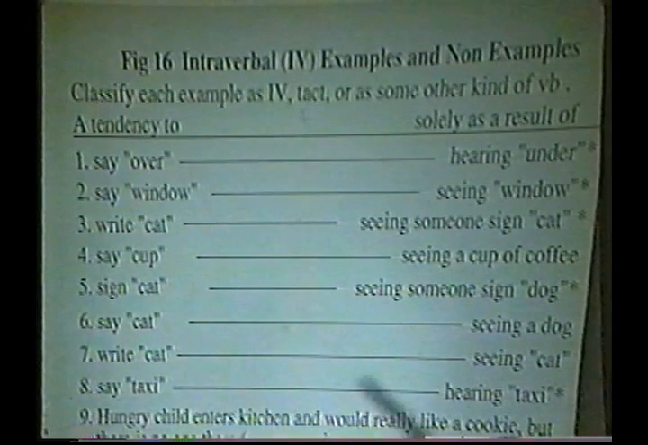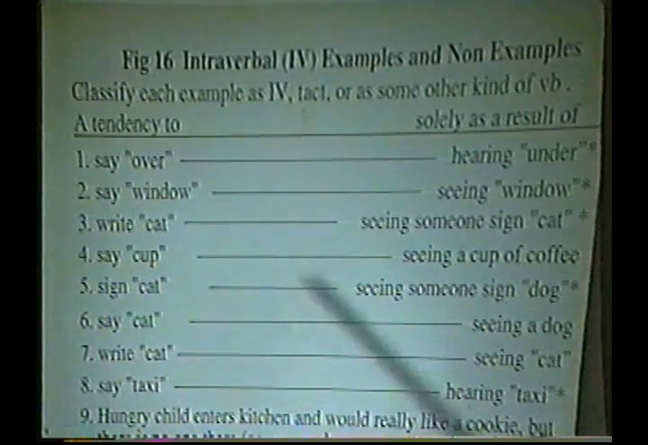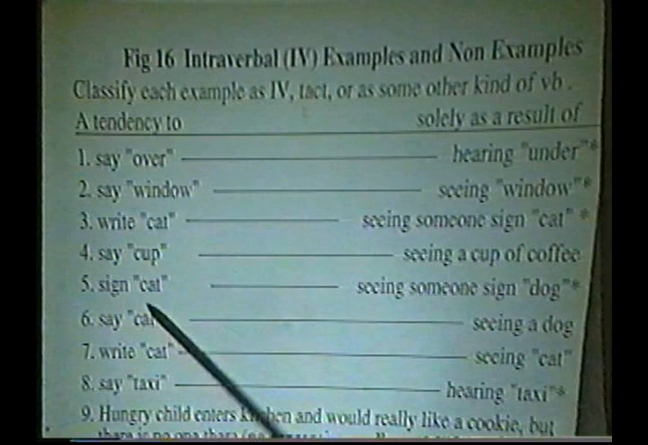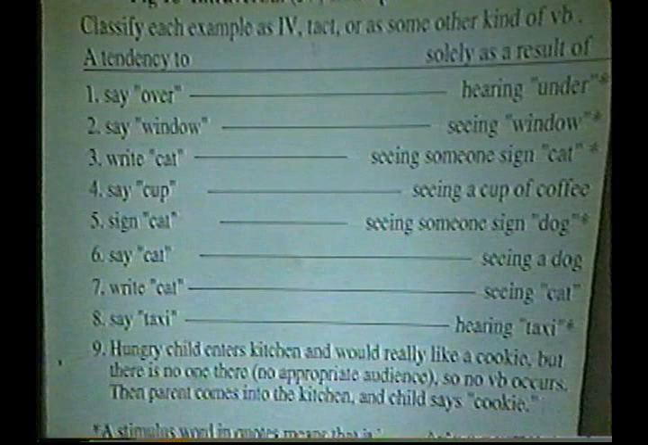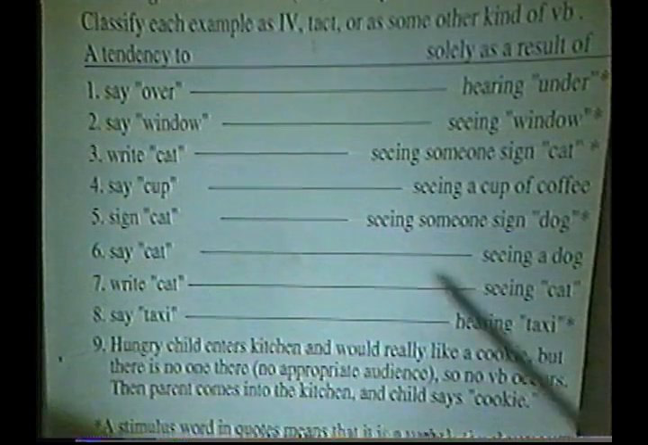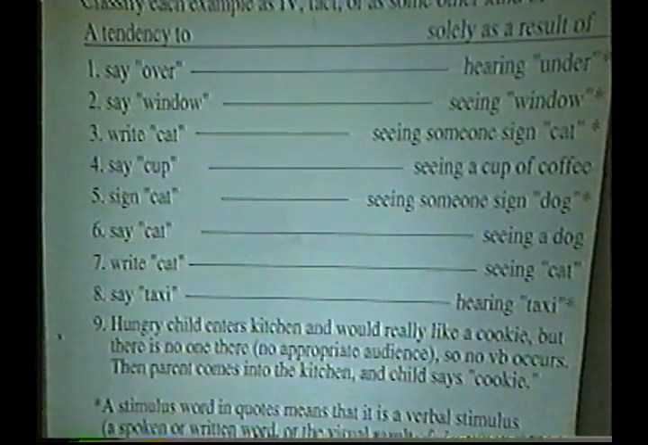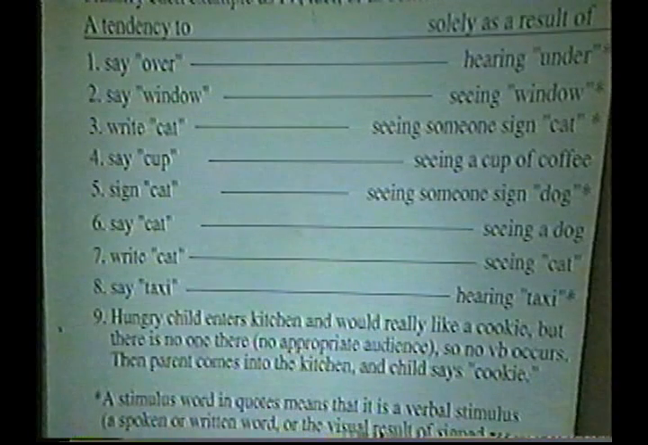To say cup as a result of seeing a cup of coffee. Clearly a tact. Sign cat as a result of seeing someone sign dog. That's interverbal behavior within sign language. That's like saying cat as a result of hearing someone say dog. To say cat as a result of seeing a dog. Now that one throws people off sometimes.